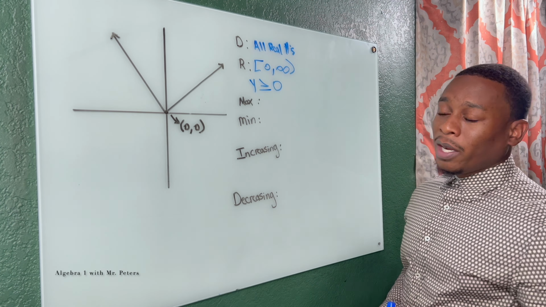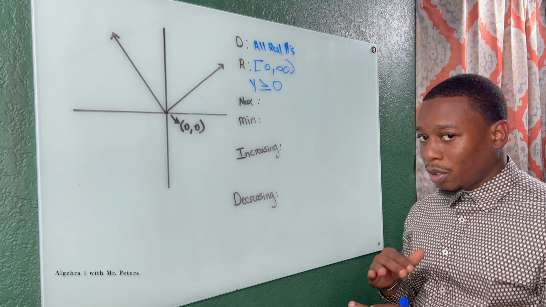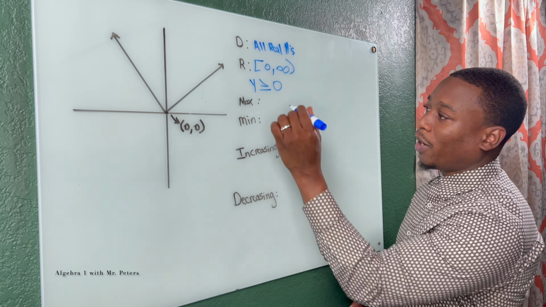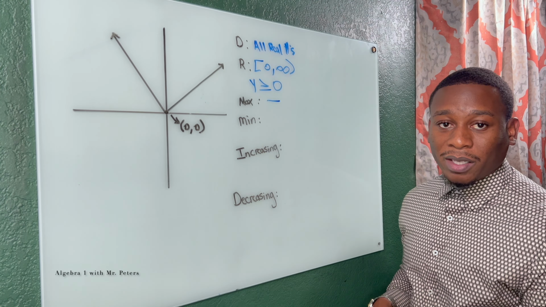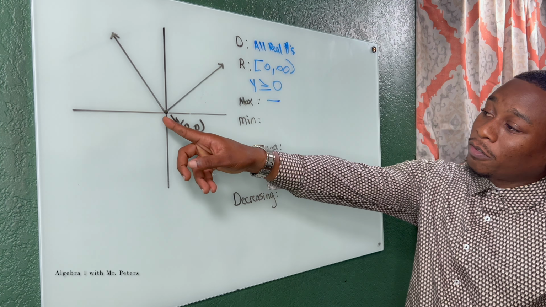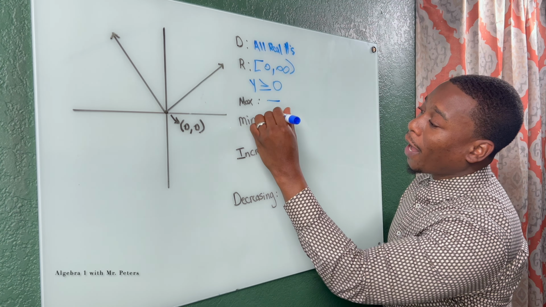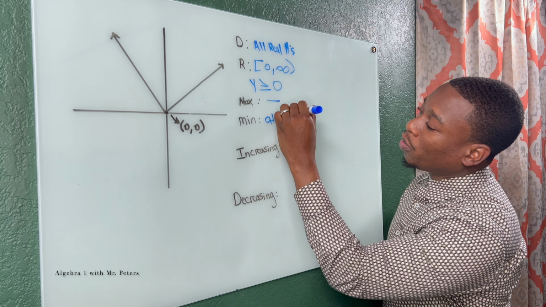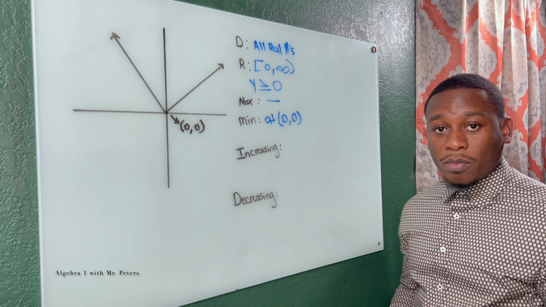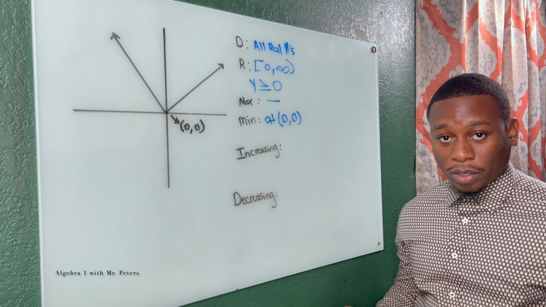Now, because this graph opens up, there is no relative maximum, all right? So we're just going to leave that blank. Now, we do have a relative or just a minimum, which occurs at 0, 0. So that is the minimum for this graph, no point lower than that.